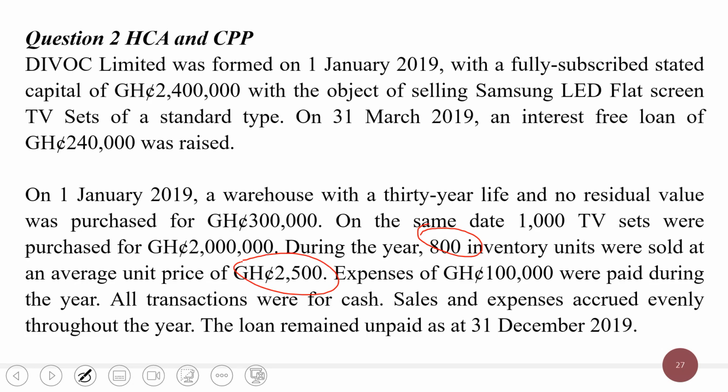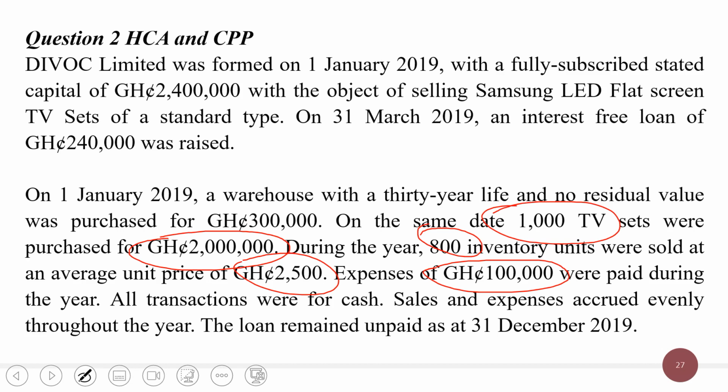Now, business started 1st January, so we cannot talk about opening inventory. So your purchases, 1,000 TV sets were purchased for 2 million. If 800 were sold, then 200 units were left. So that will be your closing inventory, and that will help you to get your cost of sales. Then you have your expenses, and you will have depreciation. Never forget the issue of depreciation.